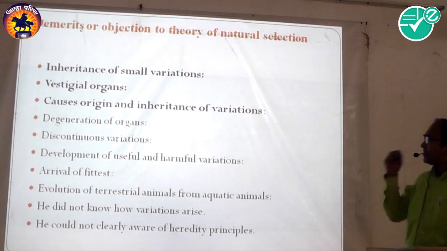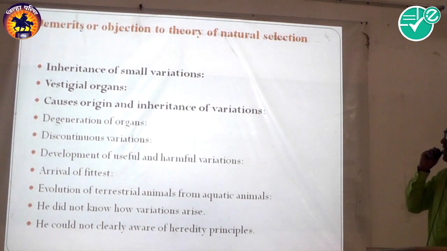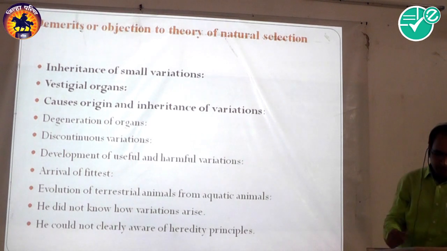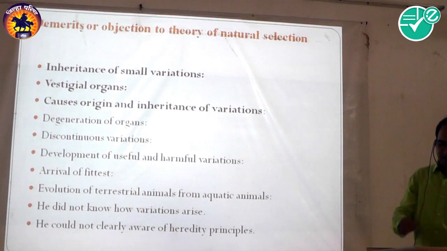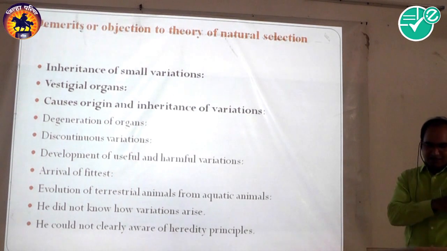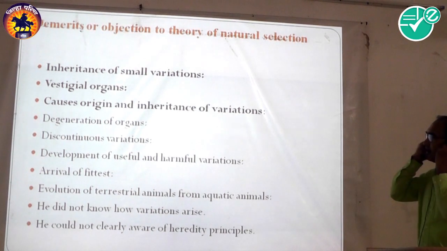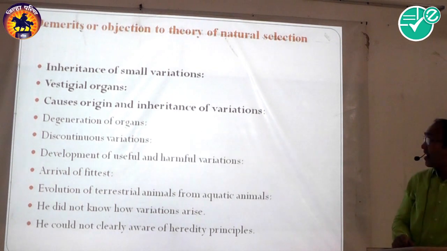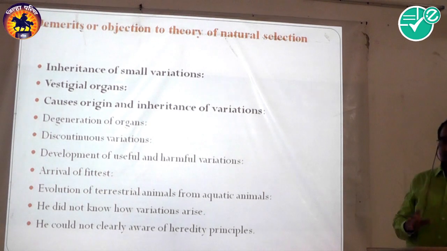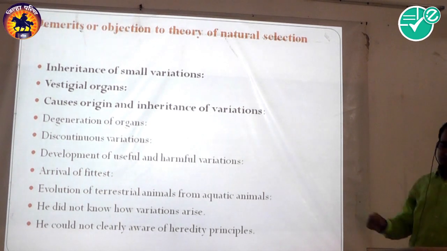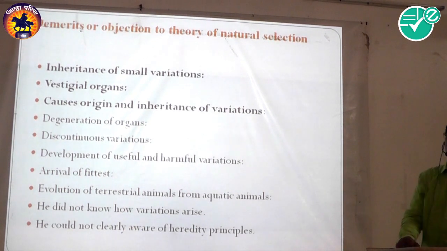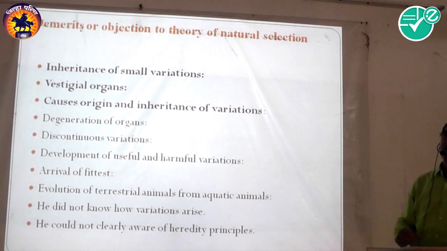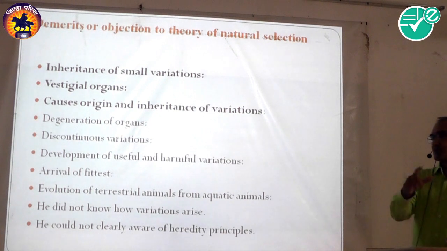Okay. Then the development of the useful and harmful variations. This theory fails to explain the causes of the useful and harmful variations in a particular organism. Discontinuous variations: this theory also fails to explain the discontinuous variations, how the discontinuous variations or the mutations take place.